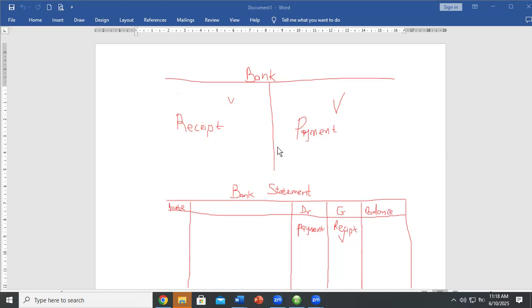Please, a bank reconciliation statement is a statement prepared by the customer of a bank to bring the balance of the cash book into agreement with the balance on the bank statement. Exactly. That's perfect. Thank you very, very much.